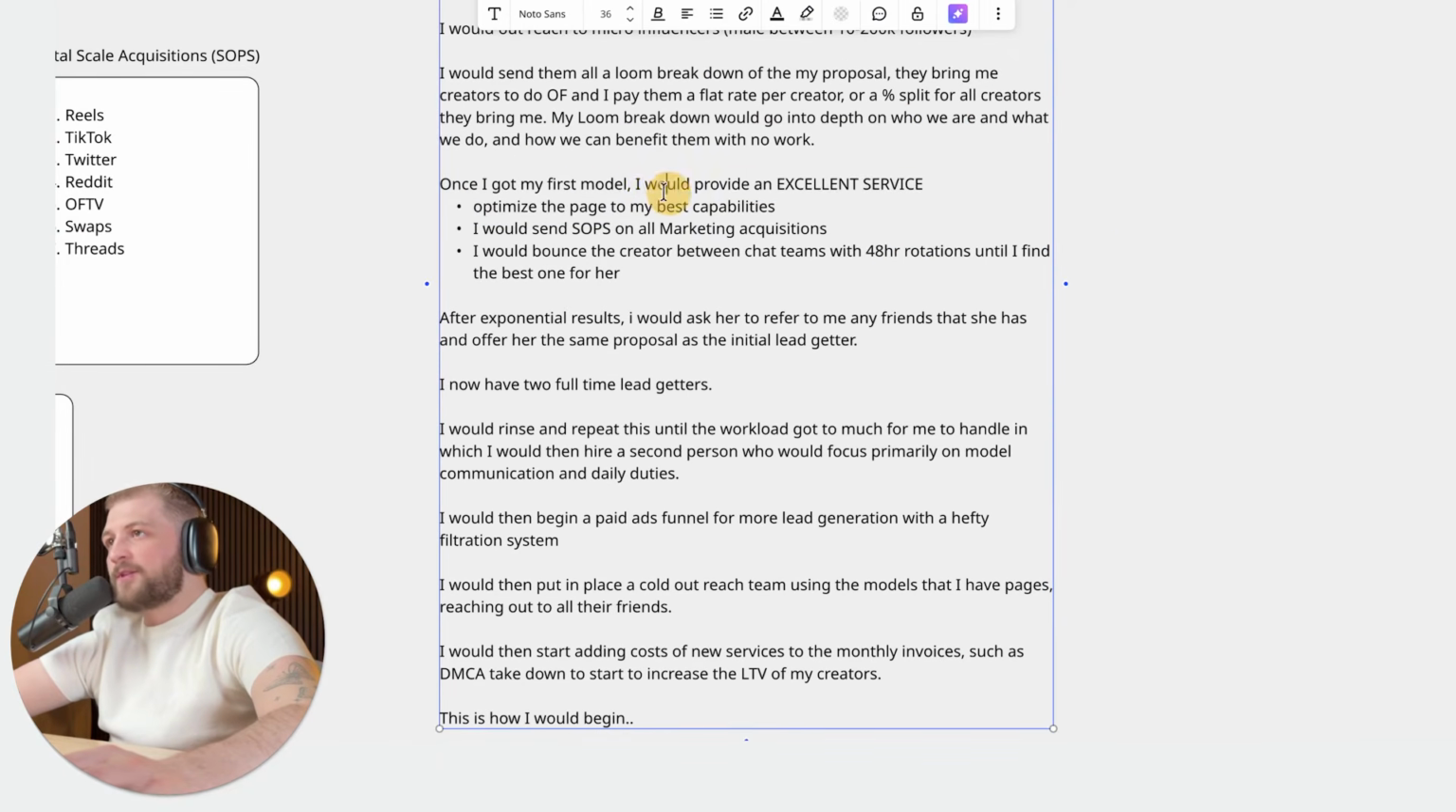Now, once I got my first model, I would provide an excellent service by optimizing the page to the best of my capabilities. I would send SOPs on all marketing acquisitions that she's not already doing and the ones that she is doing that could be done better. I would bounce the creator between chat teams with 48-hour rotations until I find the best one for her.